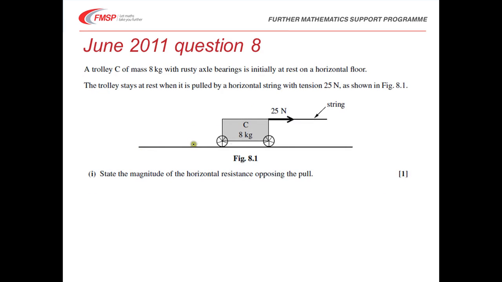We have a trolley standing on a horizontal ground, 25 newton force to the right, pulling it forward, but we're told that the trolley stays at rest. State the magnitude of the horizontal resistance opposing the pull. Well, the resistive force will be the same as the horizontal force trying to move the object forwards, and so the answer here is just 25 newtons.